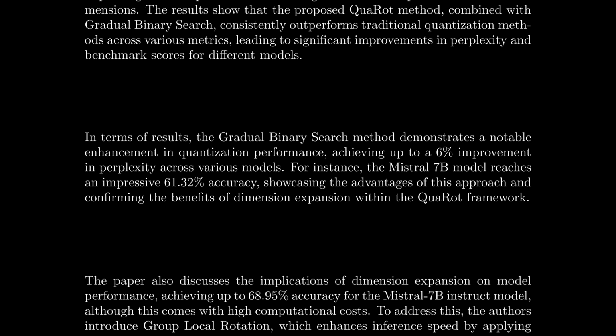In terms of results, the gradual binary search method demonstrates a notable enhancement in quantization performance, achieving up to a 6% improvement in perplexity across various models. For instance, the Mistral 7B model reaches an impressive 61.32% accuracy, showcasing the advantages of this approach and confirming the benefits of dimension expansion within the QAT framework.